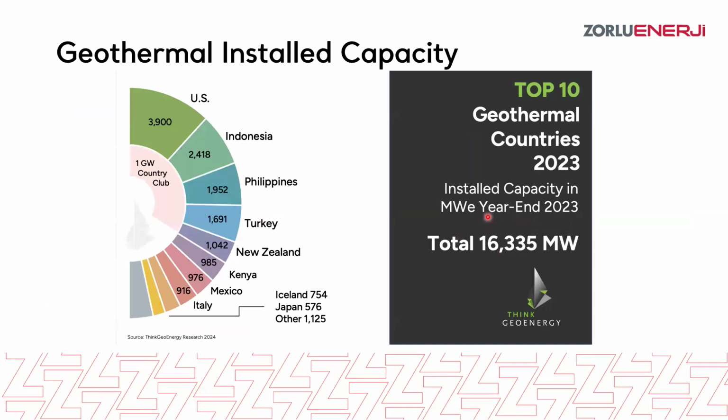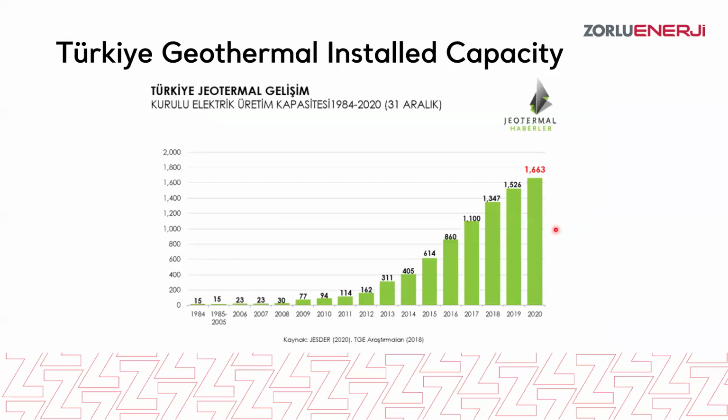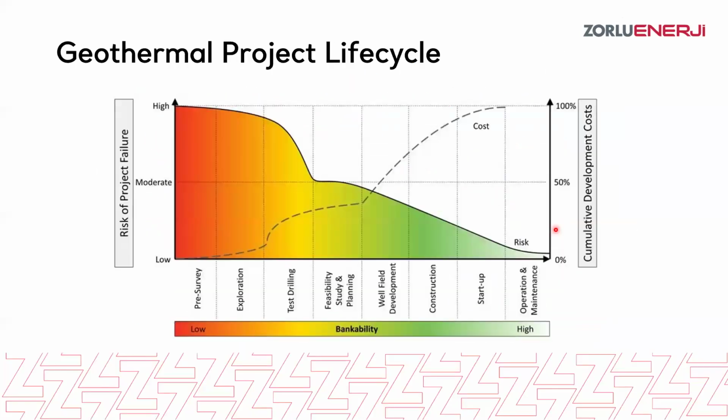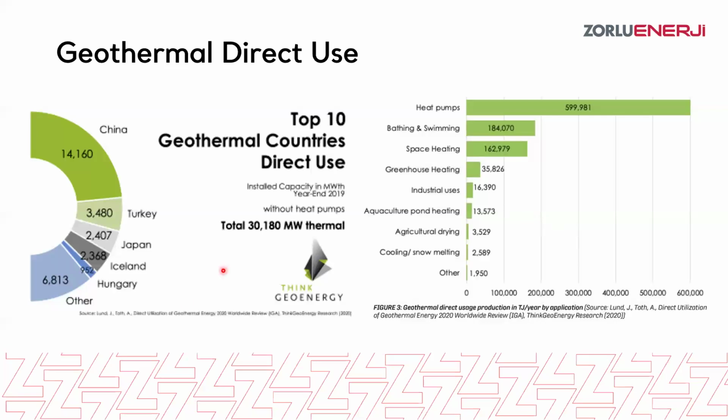As you can see, we have just 16,000 megawatts of electricity production. Let's get back to the direct use. Here, we have 30,000 megawatts. We have almost twice as much production with the direct use applications.